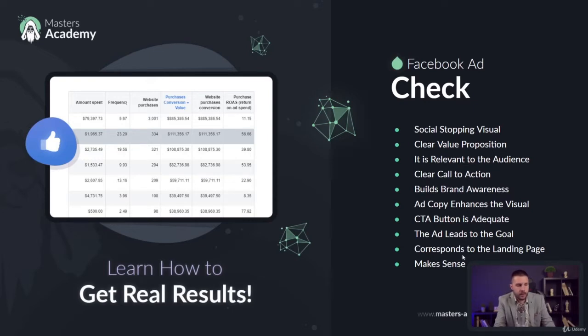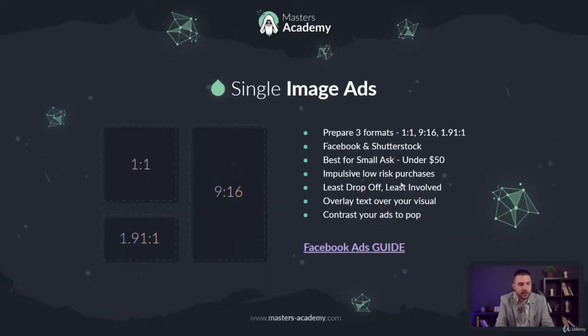And then once the ad corresponds to the landing page, we perform a makes sense check, right? Very, very useful. Now, there are some specifics about single image ads that you need to be aware of. First of all, there are 3 formats of single image ads. Most people don't know that, and they either create a square ad or a 1.91 to 1, which is actually also a 4 to 5 ratio.